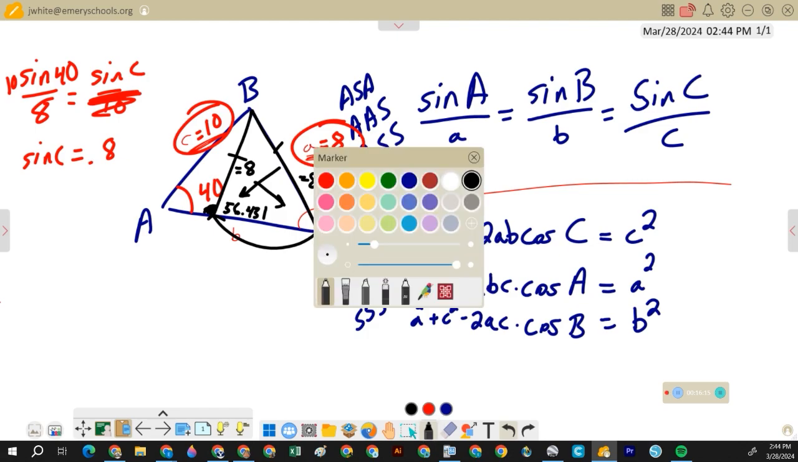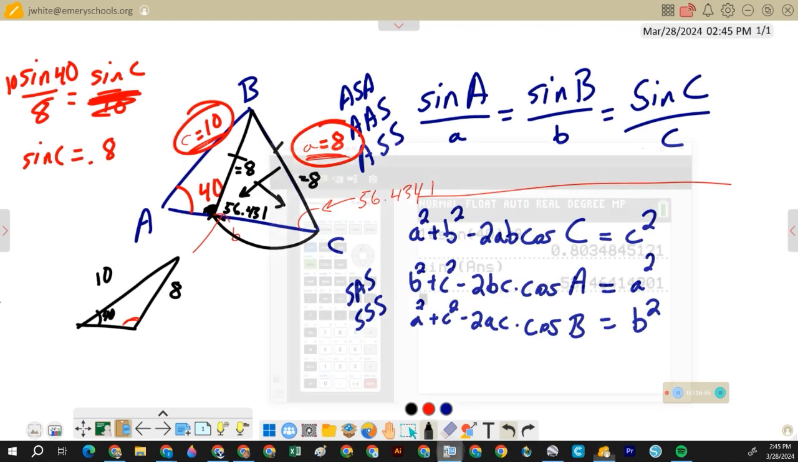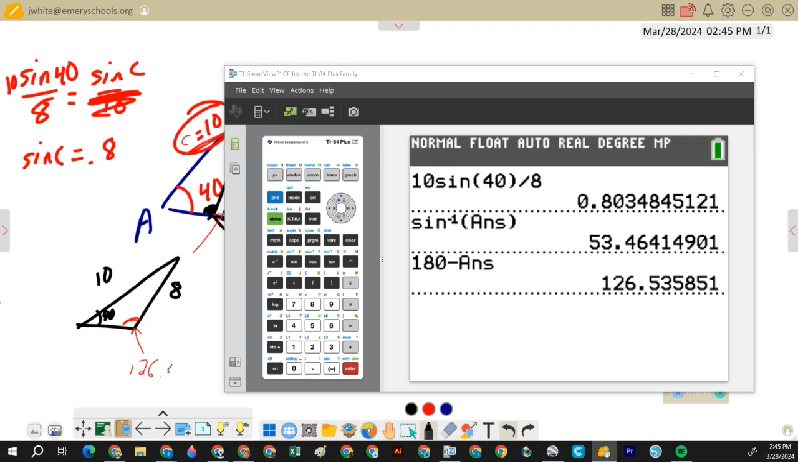So now we have a new triangle that looks like this. That angle is still 40 from the original problem. This side is still 10, and this side is still 8. So that angle right there must be the supplement to 56.431. So we just take 180 and we subtract our angle. And this angle here is 126.54.